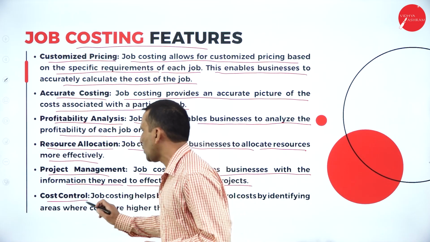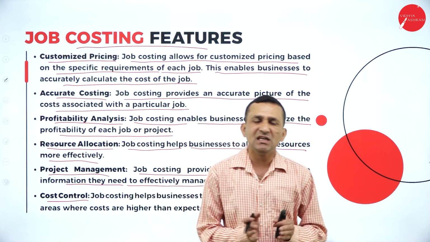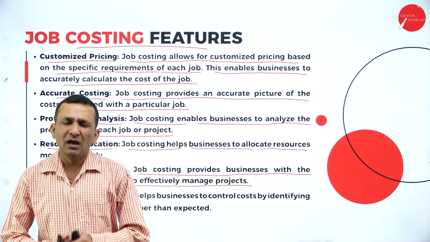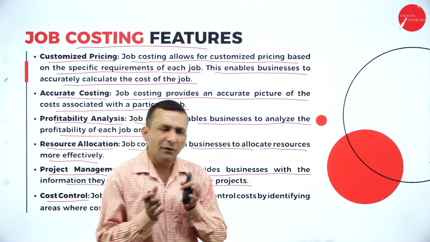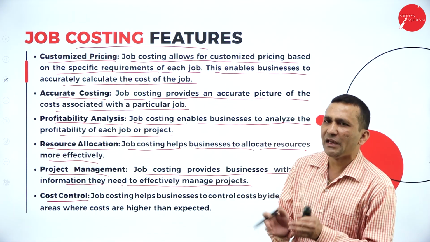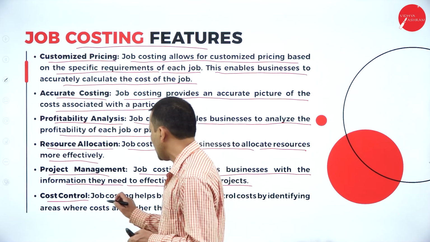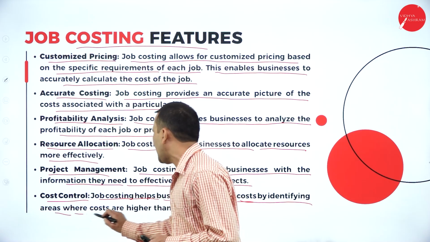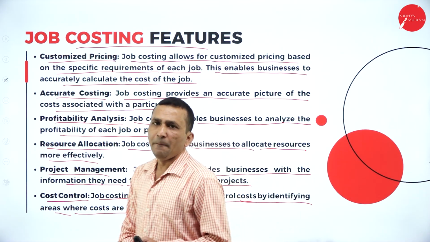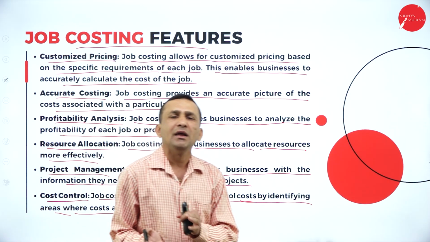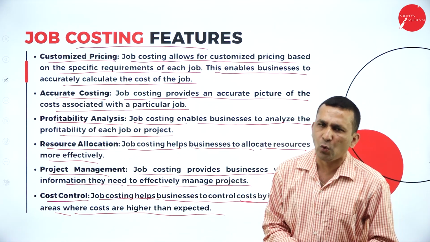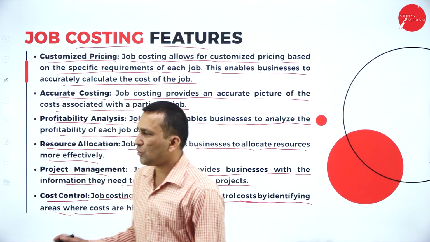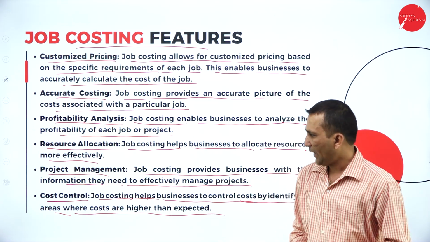So next one, cost control. The name itself suggests how I can control, how I can avoid unnecessary cost. So in a 1200 square feet space, if I place a number of machines, how can I get maximum benefit from this space? Job costing helps the business control cost by identifying the areas where costs are higher than expected. Because here there are two concepts, make or buy. Make means we are preparing our own product. Buy means we are getting it from those who have already manufactured it. So here I can avoid unnecessary cost.